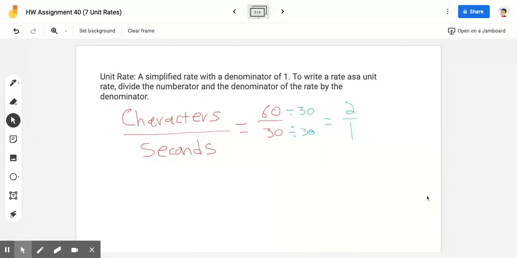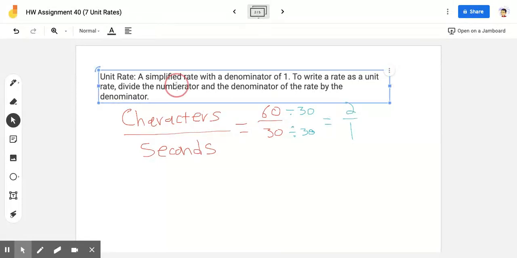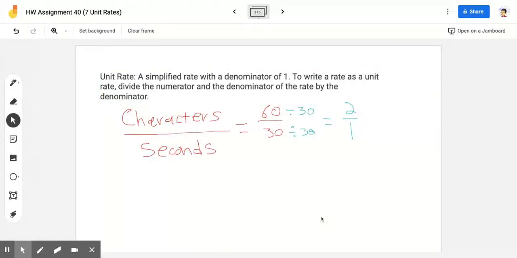A unit rate now is a simplified rate with a denominator of 1. To write a rate as a unit rate, divide the numerator and the denominator of the rate by the denominator. So if we take that first example, characters over seconds, if you can type 60 characters in 30 seconds, to get the unit rate, I will divide the numerator and the denominator by 30, because that is the value of my denominator. And when I divide it, I get 2 over 1, or saying that you can type 2 characters in 1 second. All right, and that is the unit rate.